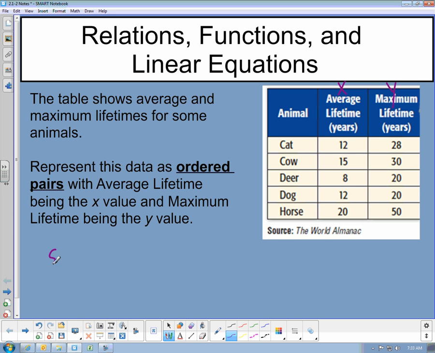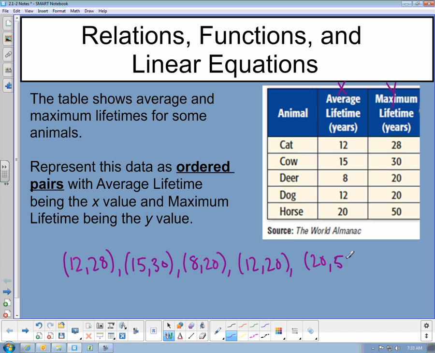So for the cat, I'd have an ordered pair, in parentheses. There we go. I would have 12, comma 28. For the cow, I'd have 15, comma 30. For the deer, I'd have 8, comma 20. Dog would be 12, 20. And horse would be 20, 50. So those are the 5 ordered pairs that would be represented using this table.